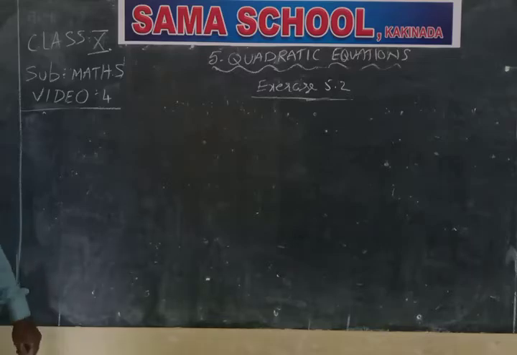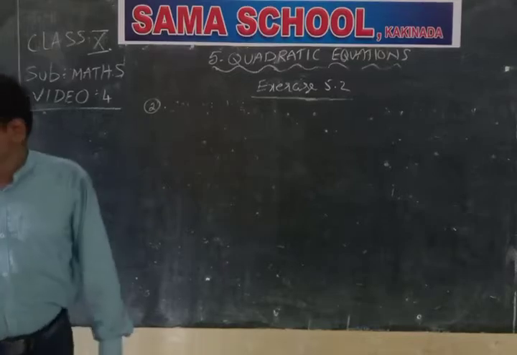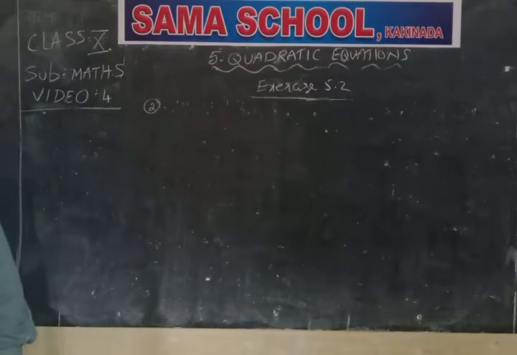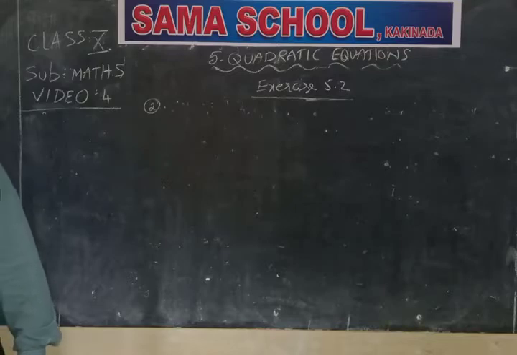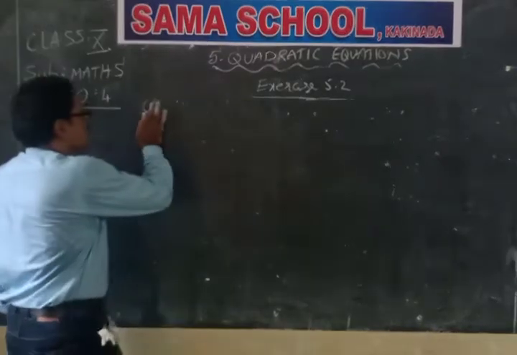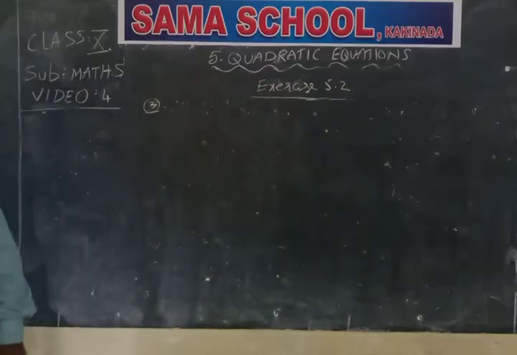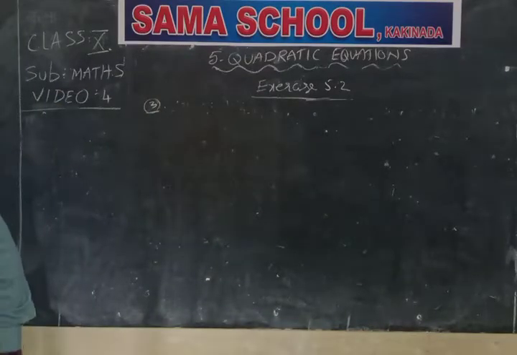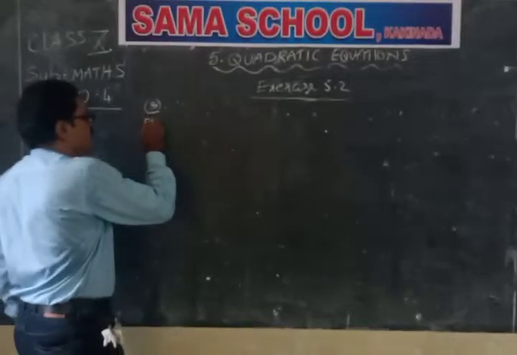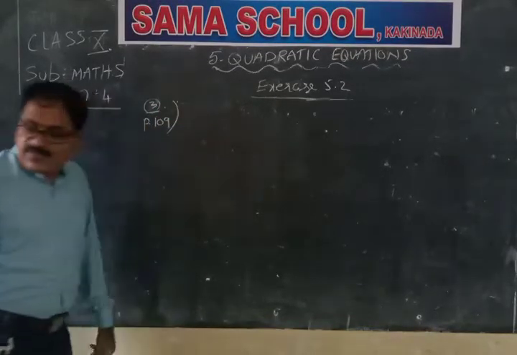Another problem, see here. Find two consecutive positive integers, sum of whose squares is 630. Third sum, page number from exercise 109. Here is the sum given like this.